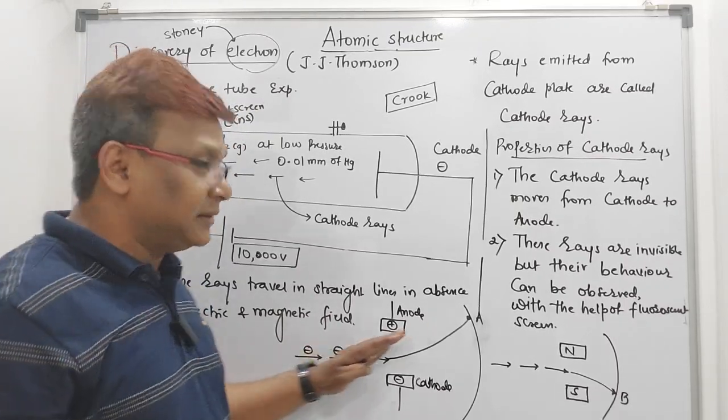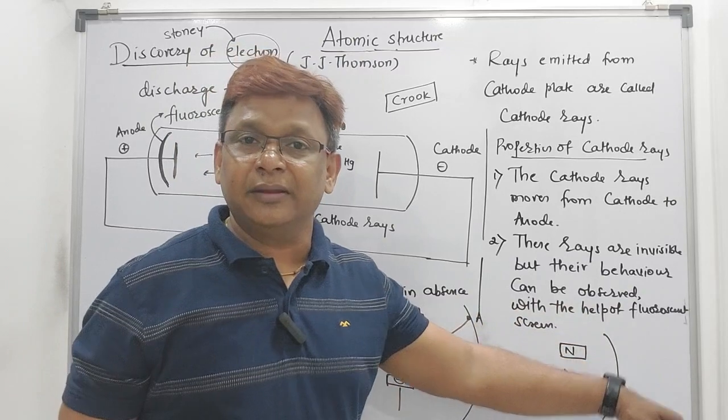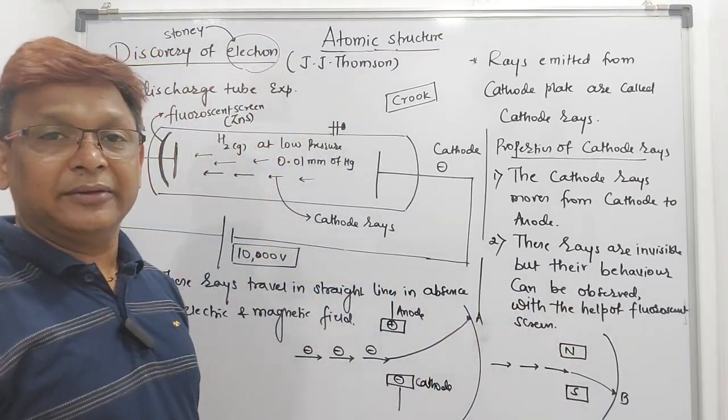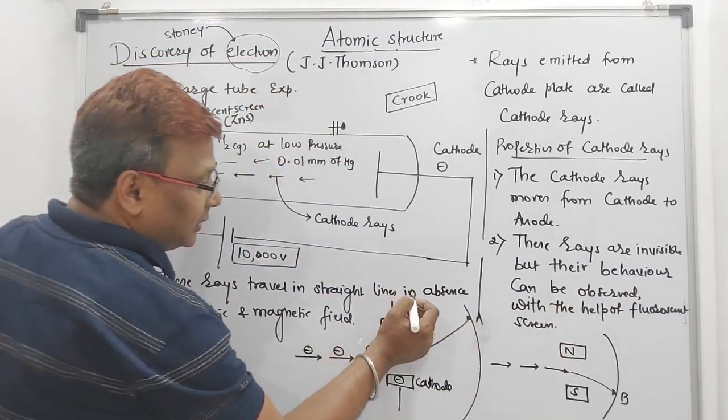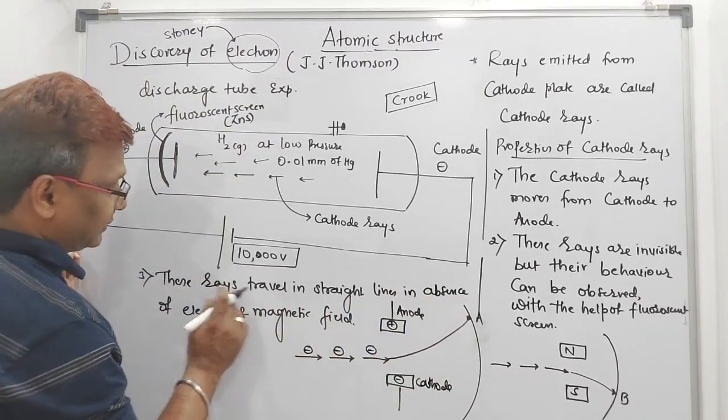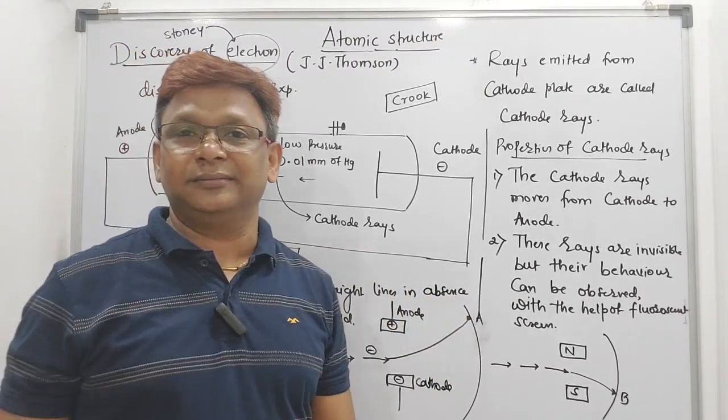So they are bending somewhere by applying the electric field and magnetic field. But in absence of, see what I wrote, in absence of electric field and magnetic field, these rays travel in a straight line. Is it clear?